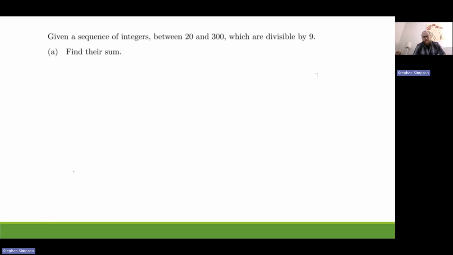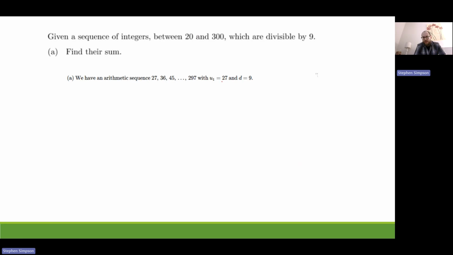I'm going to go through part A. Find their sum. So this is a sequence of integers which are divisible by 9, which means they're going to be 9 apart. 9, 18. Of course, 9 and 18 don't count because they're not between 20 and 30, but 27, 36. So this is an arithmetic sequence because the numbers are 9 apart. There's a common difference of 9.